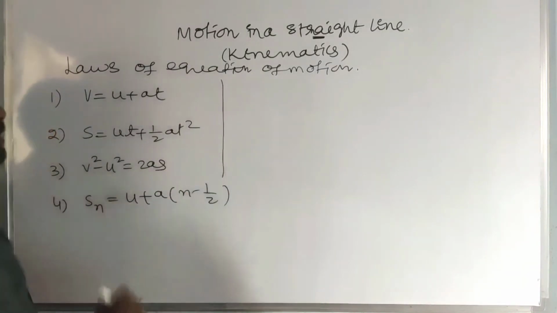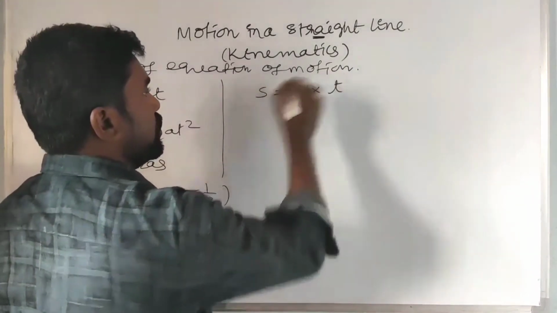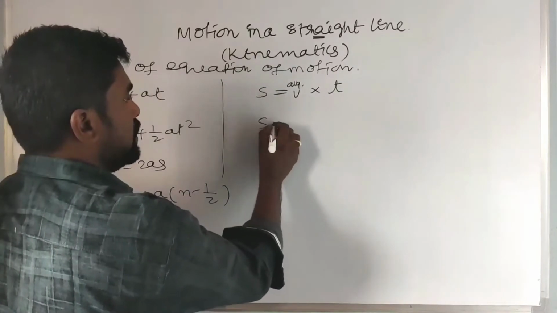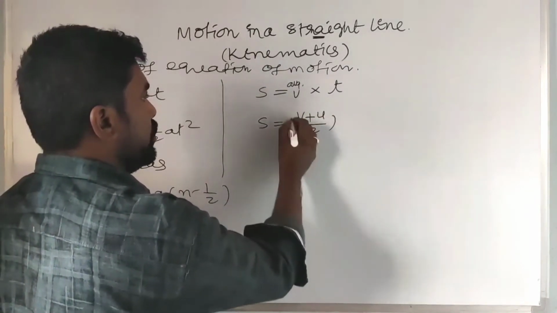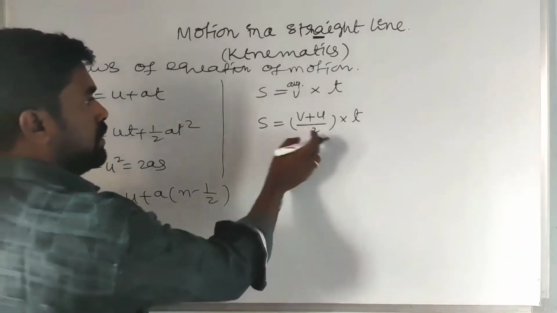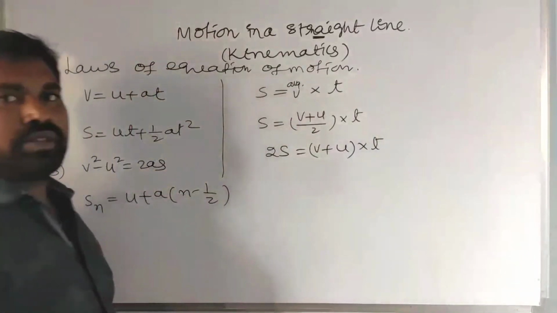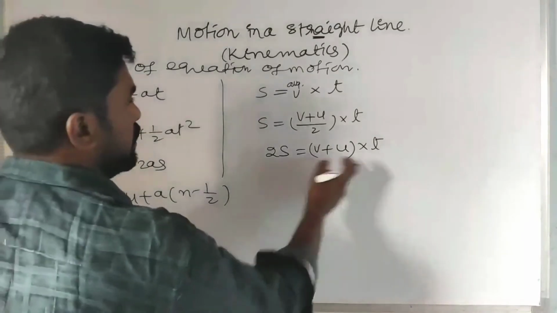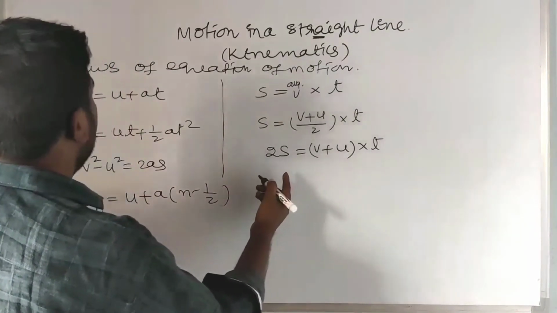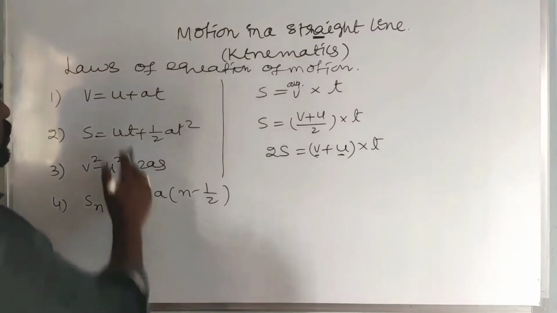So how can we derive these four equations? You know that displacement of the particle S is equal to velocity into time. What is the velocity here? Average velocity into time. Where S is equal to average velocity, V plus U by 2, into time. Already we derived the equation for average velocity. And here 2S is equal to V plus U into T. From this you can write that V is equal to U plus AT.